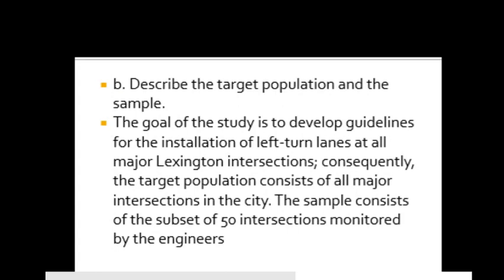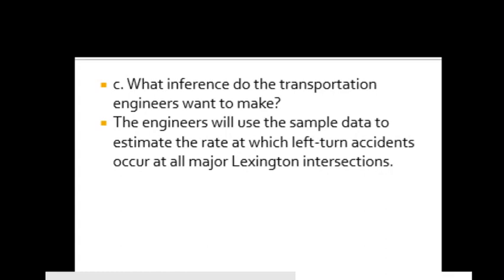The target population here is all major intersections in the city, and the sample will be the subset, which is the 50 intersections that were monitored by the engineers. The inference that we are trying to make is using the sample data, and we will make this inference about all major Lexington intersections.